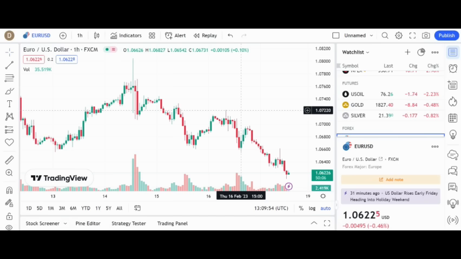Another important economic indicator to consider is inflation. Inflation refers to the rate at which the general price level of goods and services in an economy is increasing. Higher inflation can put pressure on the central bank to raise interest rates in order to combat rising prices, which can be positive for the currency.